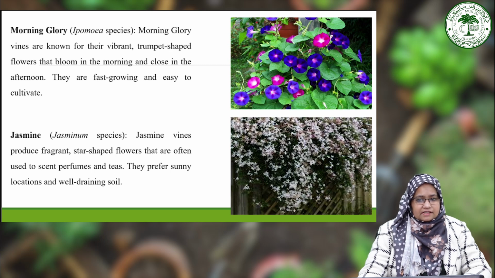The next one is jasmine, which has the botanical name Jasminum. Jasmine vines yield fragrant star-shaped flowers prized for their use in perfumes and teas. They thrive in sunny spots with well-drained soil. These are the images of jasmine.